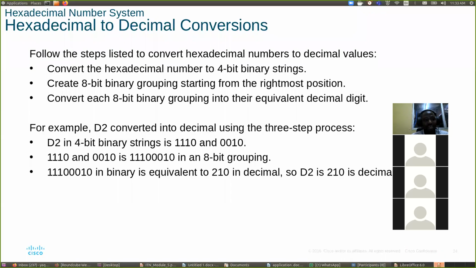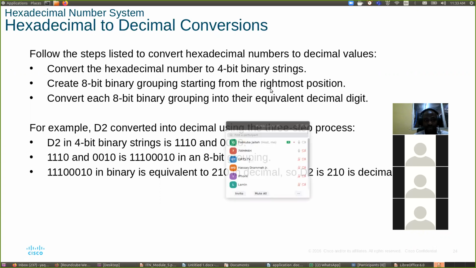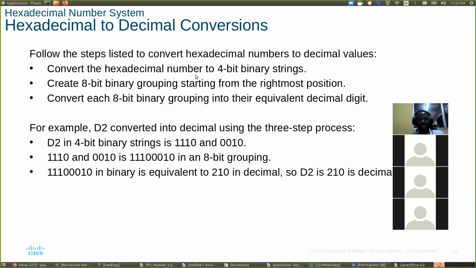Also, how do we convert hexadecimal to decimal? That is the reverse. Follow the steps listed to convert. First, convert the hexadecimal number to a 4-bit binary string. Each hexadecimal digit is converted to only a 4-bit binary string. Then create an 8-bit binary grouping starting from the rightmost position. We start with this one.